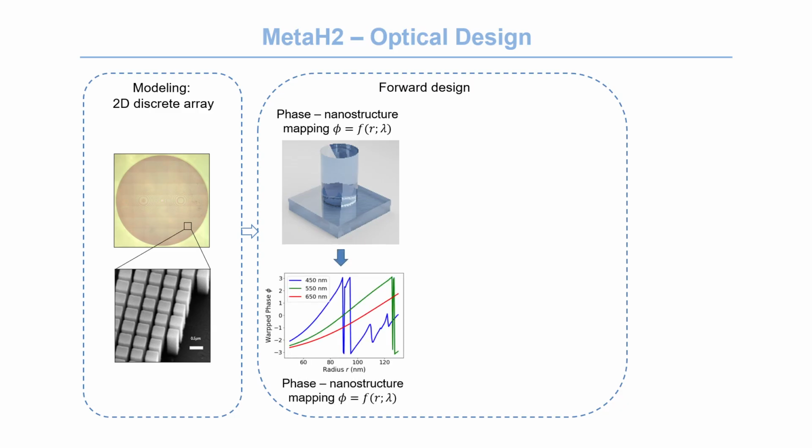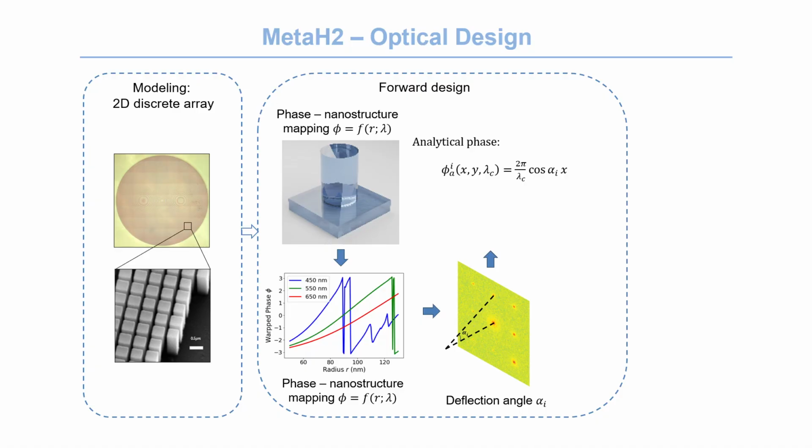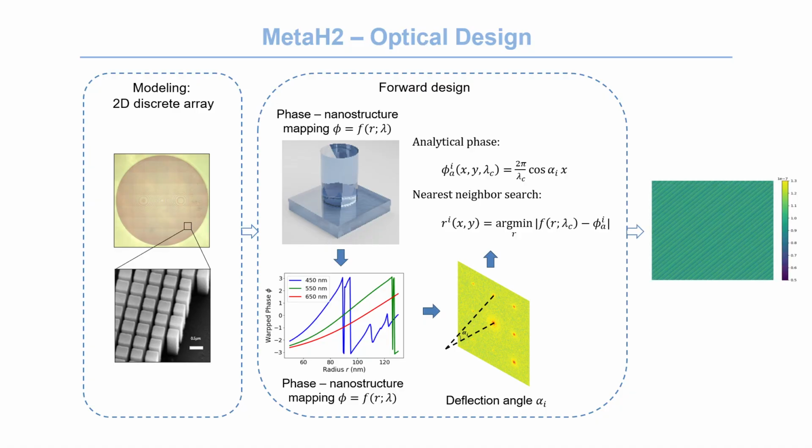After running a full-wave simulation, we obtain a library that stores the phase delay of a cell under each radius and wavelength. For every intended focal point on the sensor, we analytically compute the required deflection angle, which corresponds to a desired linear phase profile across the meta-surface. This phase modulation defines the wavefront shaping the metasurface must achieve. Finally, we select the radius of the nanostructure for each nanocell that best approximates this analytical phase.